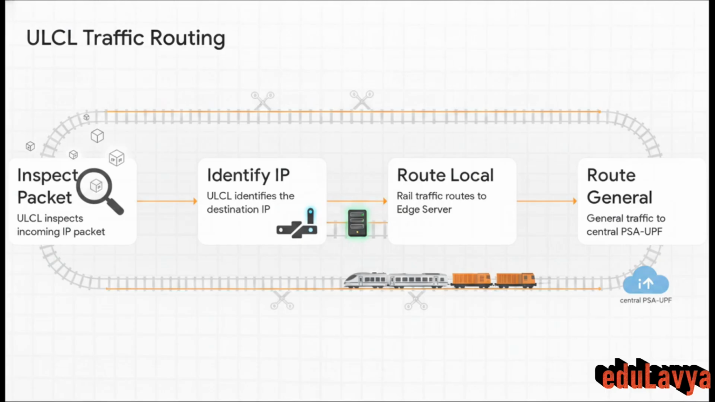Inside that IUPF is a clever mechanism called the uplink classifier, or ULCL. Think of the ULCL like a master railway switch operator. It inspects every single incoming packet, identifies the destination, and immediately shunts that time-sensitive local traffic over to the edge server, bypassing the central core entirely. Meanwhile, your standard internet or general traffic, it just continues on its normal path.